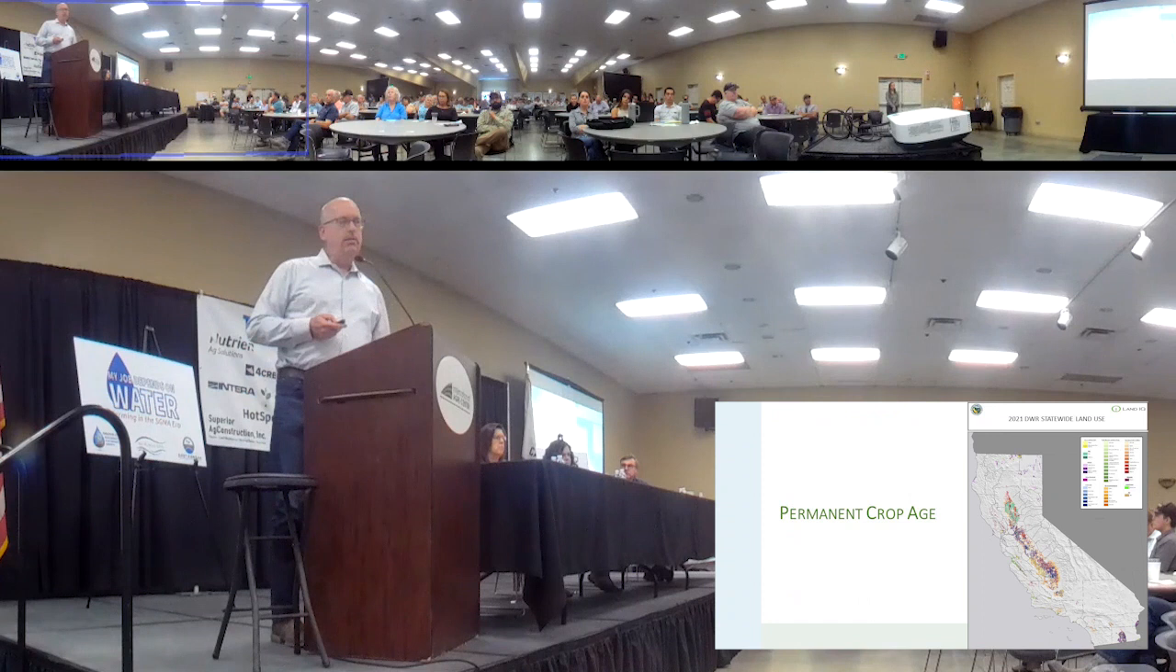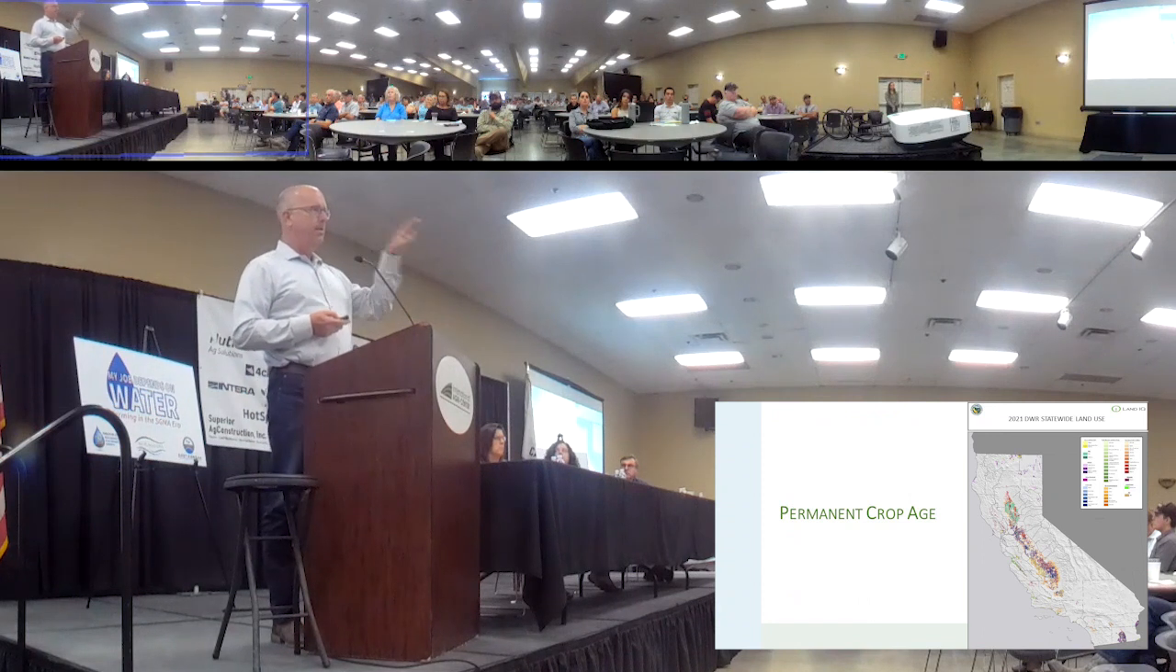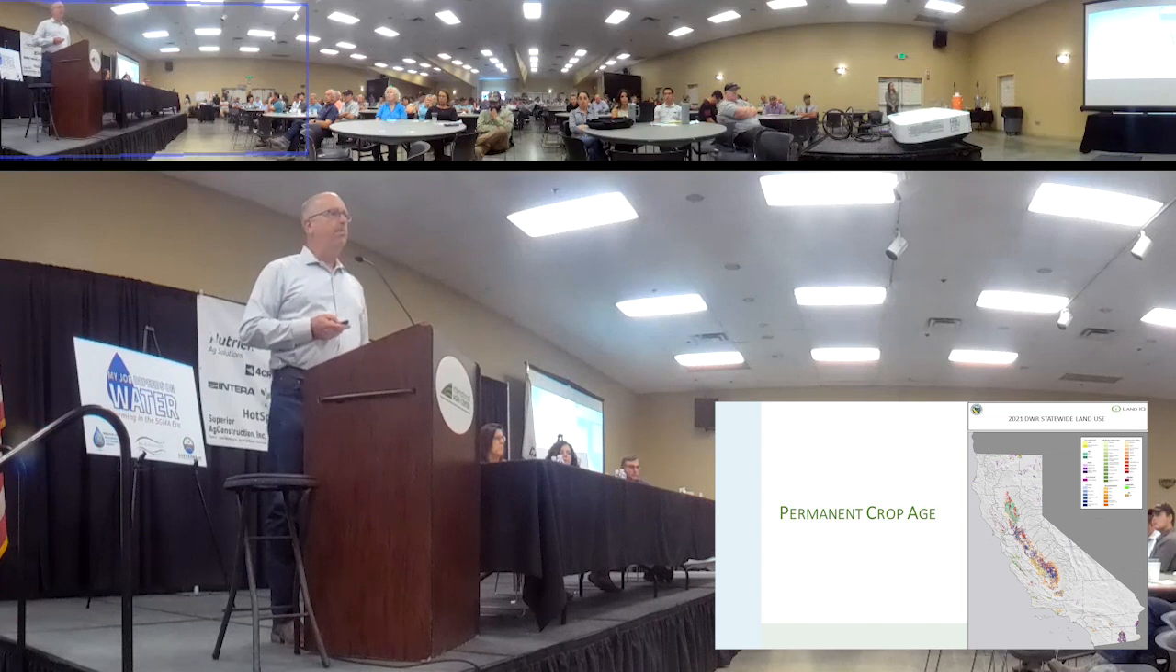So that's crop mapping. So we deliver crop mapping to all of the GSAs on a field by field basis. Permanent crop age, let's touch on that in a moment. The main point there is that there's a correlation, as I mentioned, between how old an orchard is and how much water it consumes. So we take that into account. Not every orchard consumes the same amount of water.